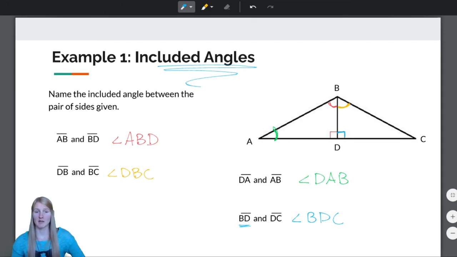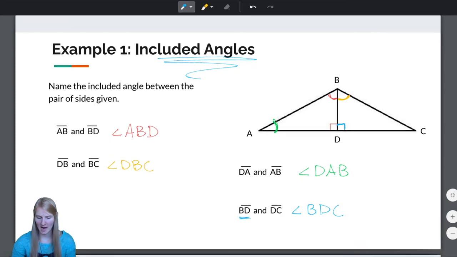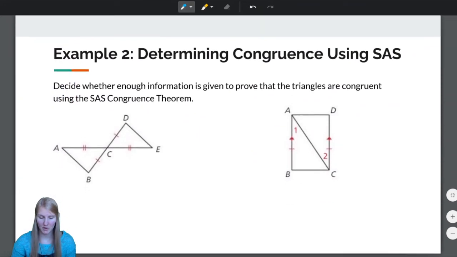Beautiful. That is our first example. Let's go ahead and move on to the second example. We're going to crank up the difficulty just a little bit. Example 2 is about determining congruence using side, angle, side.